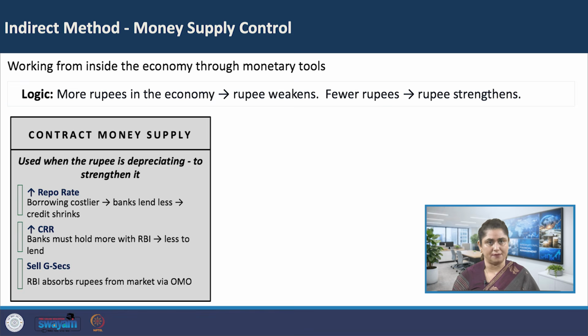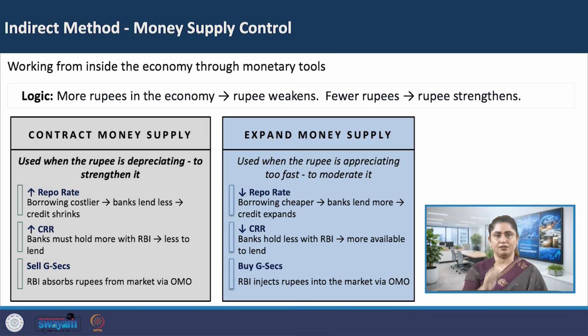Now let us say another situation, and in that situation the rupee is appreciating. Now the RBI needs to expand money supply. Now the rupee is rising too fast and the RBI wants to weaken it or bring it down to protect the exporters. It does the exact opposite. It increases the supply of rupees in the economy. Now it reduces the repo rate.